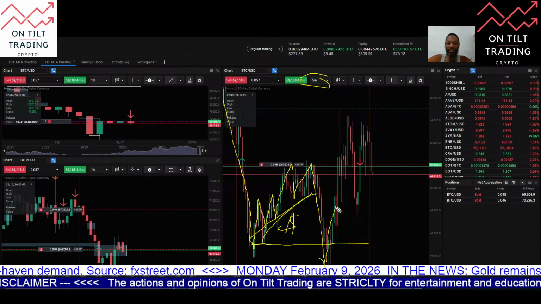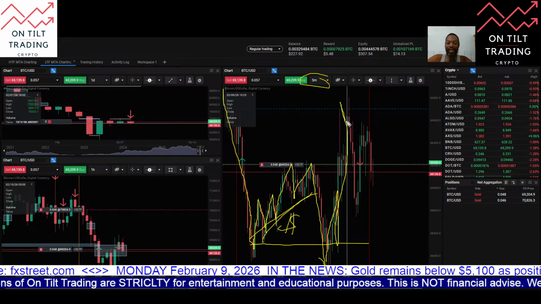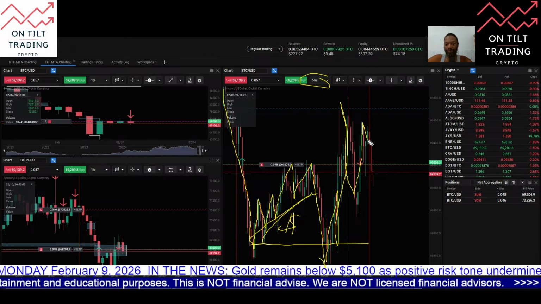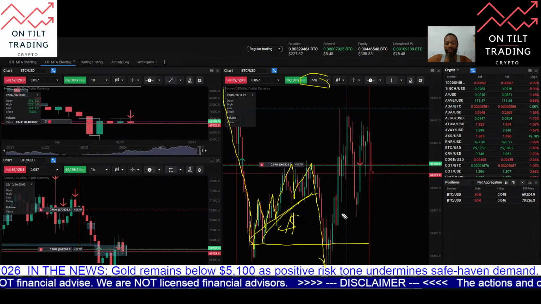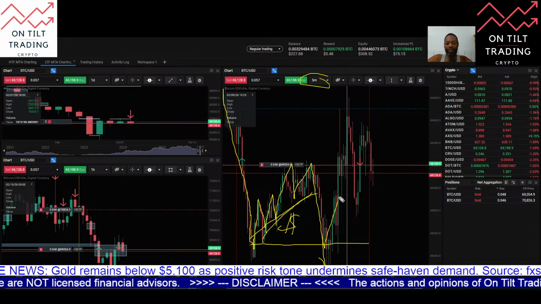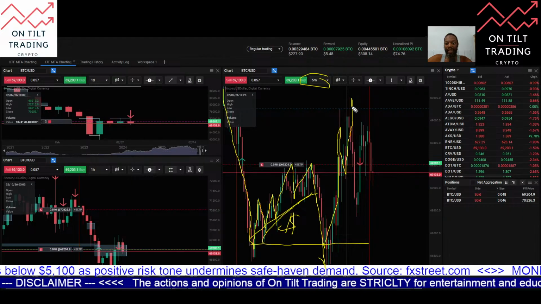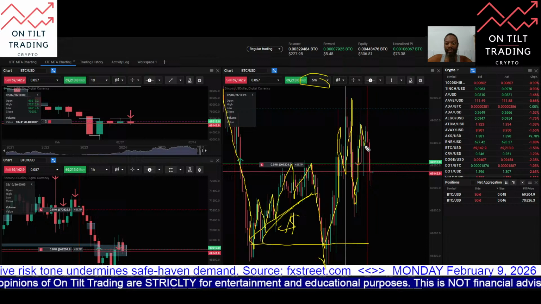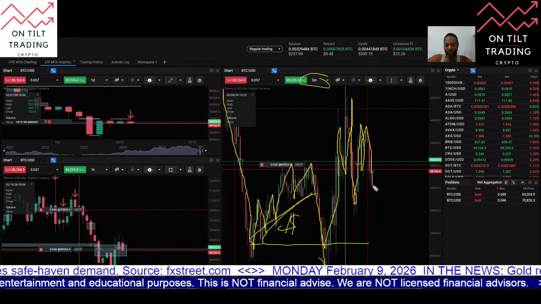and now price starts to deliver lower high, higher low, higher high, higher low, lower high, and now let's back up here, higher high, higher low, higher high, lower low, lower high, higher low, lower high, lower low.